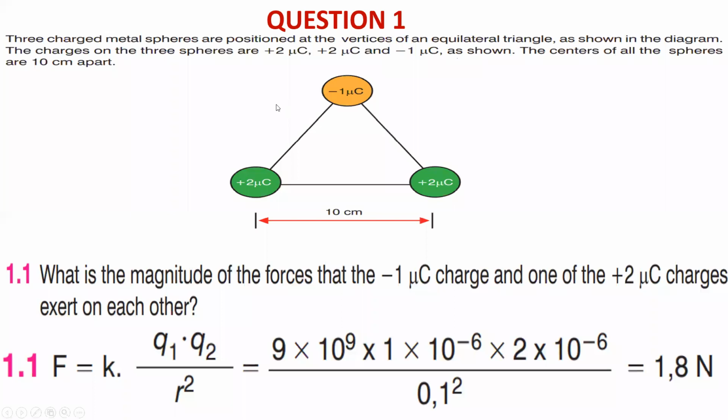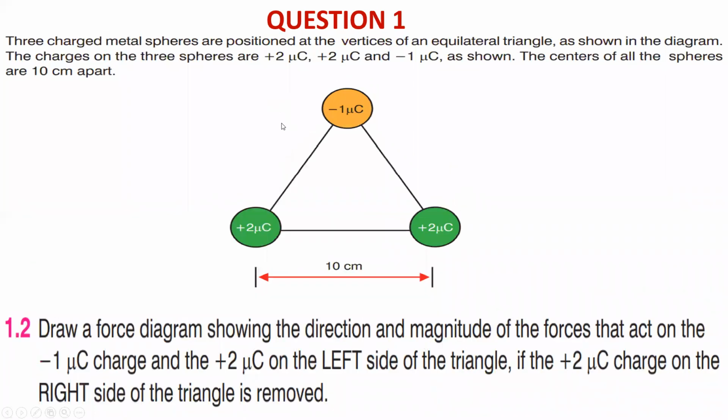Let's continue with the next question. Let's see what else they are asking. So now, draw the force diagram. All right, we know a force diagram: on the diagram, just on our charges, we are drawing forces. Direction and magnitude of forces act on negative 1 microcoulomb and plus 2 microcoulombs on the left side of the triangle. But you are removing the second 2 microcoulombs. This one is going now.